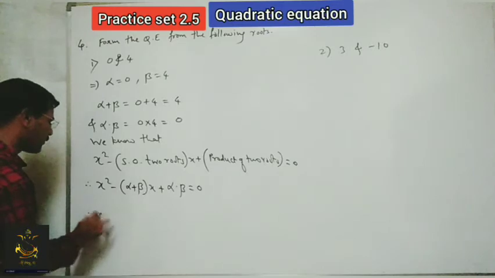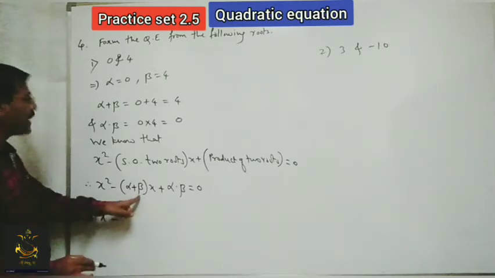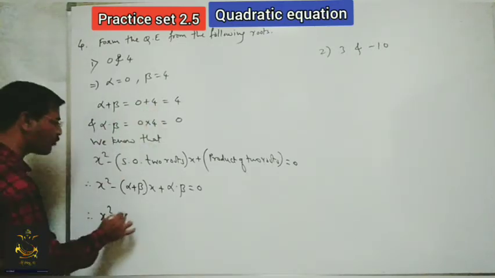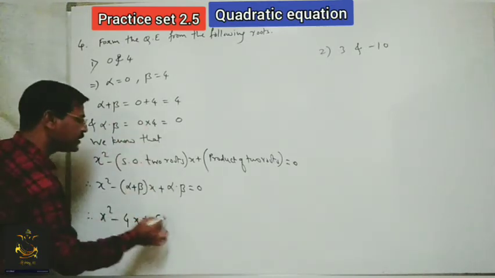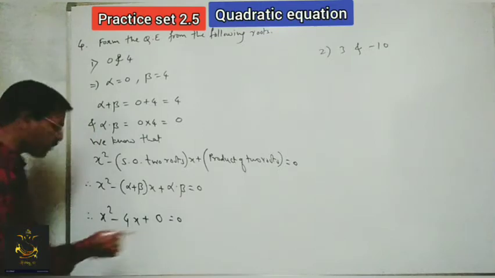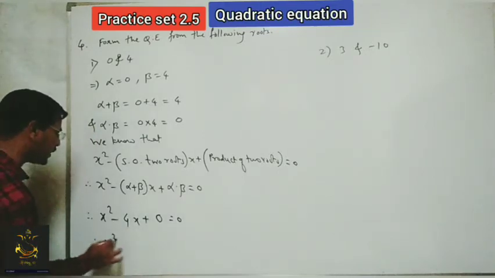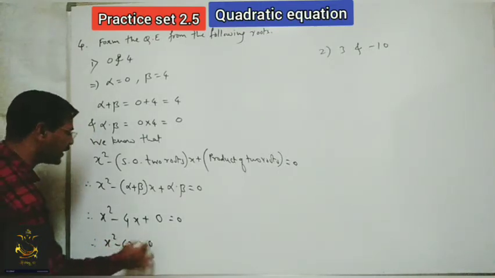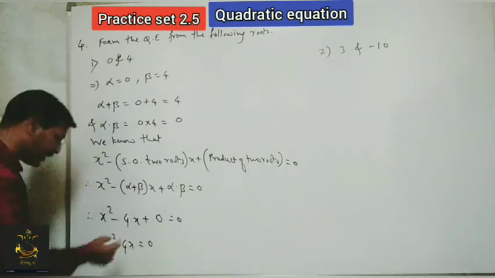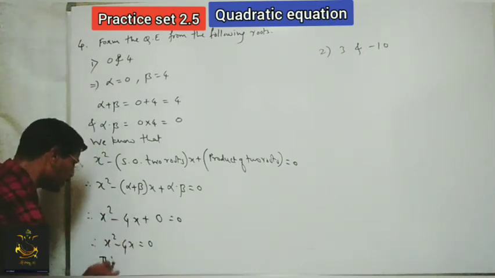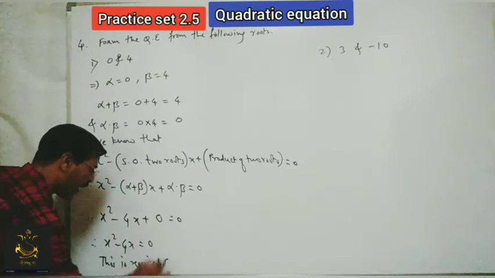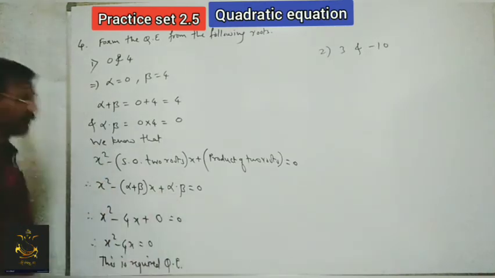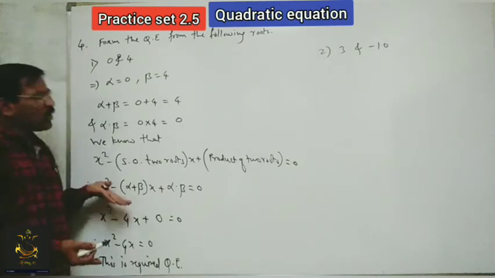See first. x square minus. What about this alpha plus beta? We just got that one, it is 4. There it is x. And what about alpha into beta? It is 0. So that one no need to write. So this is the required quadratic equation. You can write here: this is the required quadratic equation. Yes, look how simple it is.